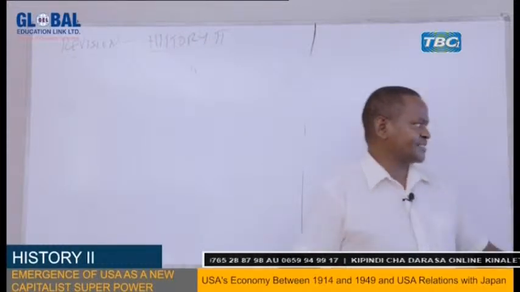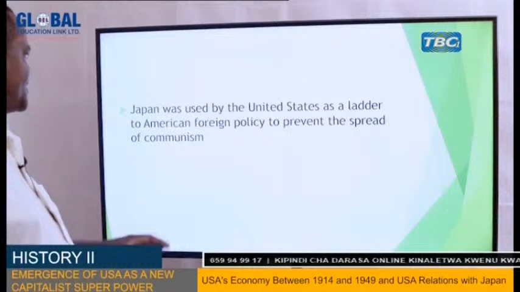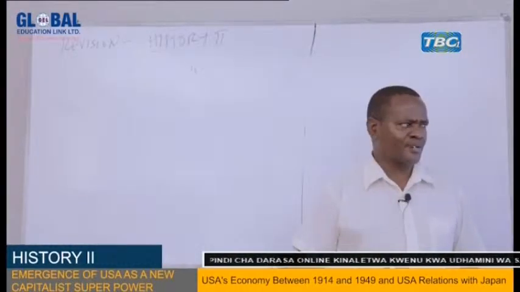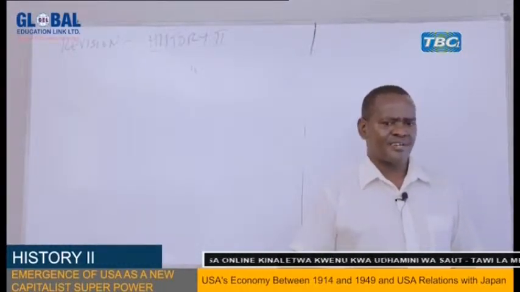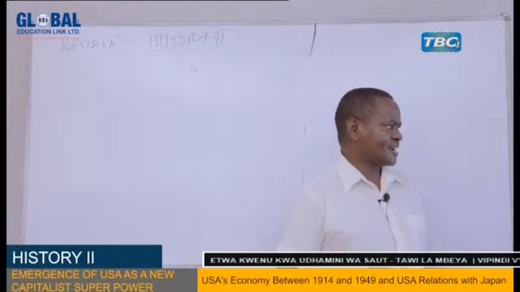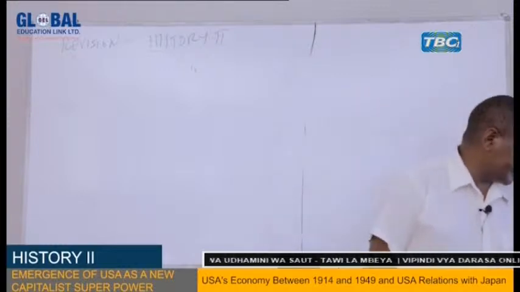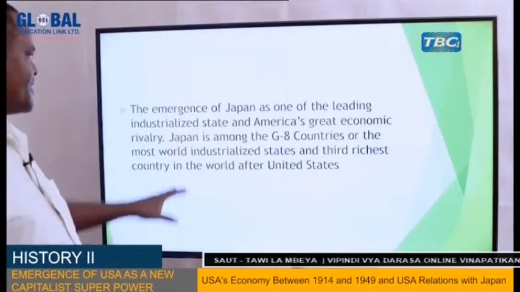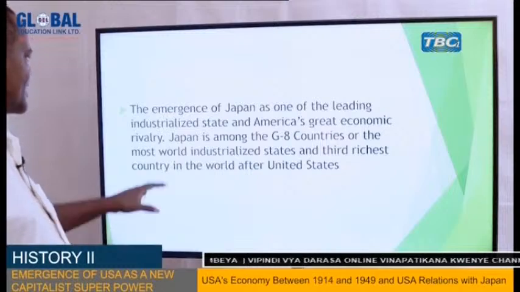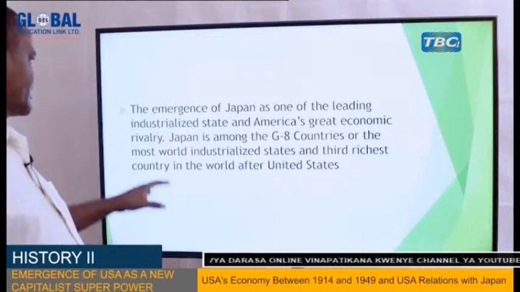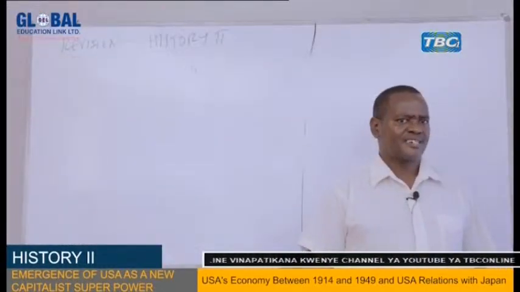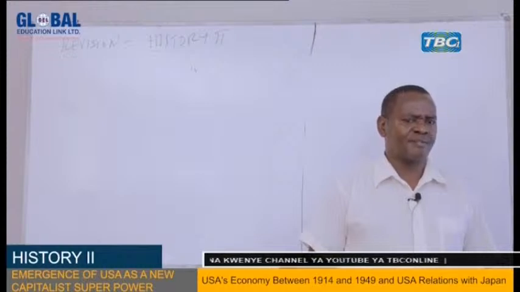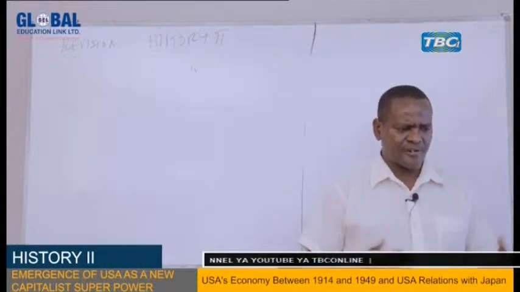Another effect, my dear students, is that Japan was used by the United States as a ladder for American foreign policy in the Far East, to prevent the spread of communism. Another thing, my dear students, is the emergence of Japan as one of the leading industrialized states and the American greatest economic rival. Of course, before the emergence of China, it was that way.